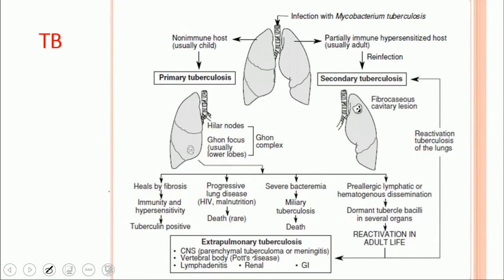Right. So I won't go through the TB pathogenesis, but you know that there is a primary form of the TB infection, which is the initial exposure to the organism, where you get this Ghon's focus and Ghon's complex. And then you have secondary tuberculosis, or post-primary tuberculosis, which is an exaggerated immune response to the organism, where you get cavitation and fibrosis.